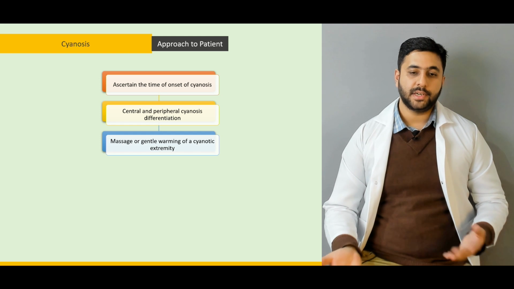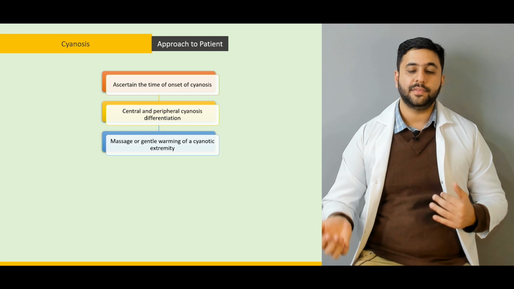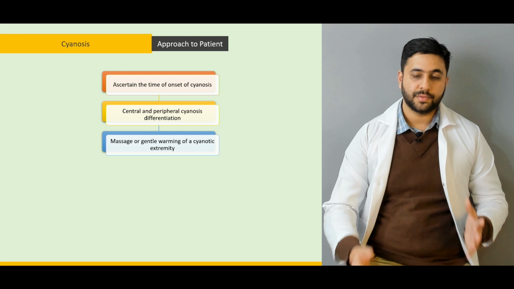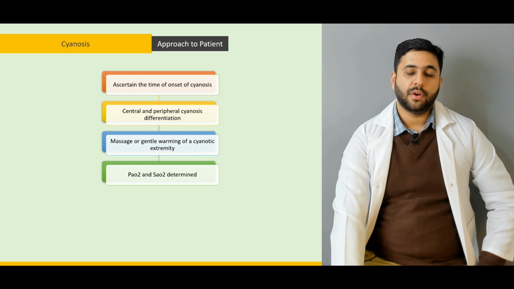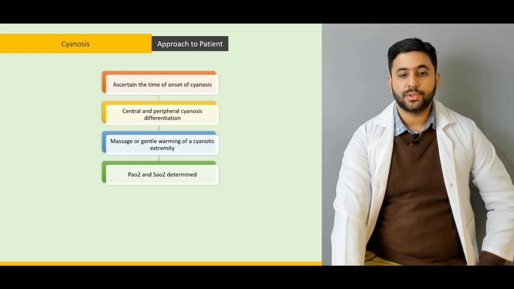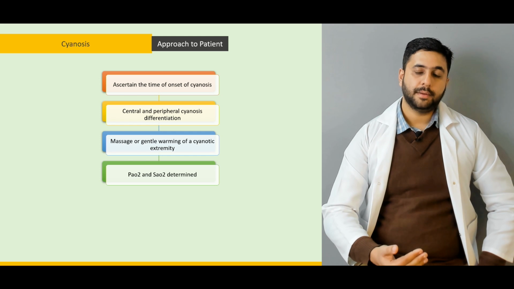So the causes of the central and peripheral cyanosis are generally different. So it is important to ascertain whether we have a central cause or a peripheral cause of cyanosis. Similarly, the measurements of the dissolved oxygen or the PaO2 and the saturation of oxygen, the SaO2, is very important. It gives us a good indication of the integrity of the whole pulmonary system.